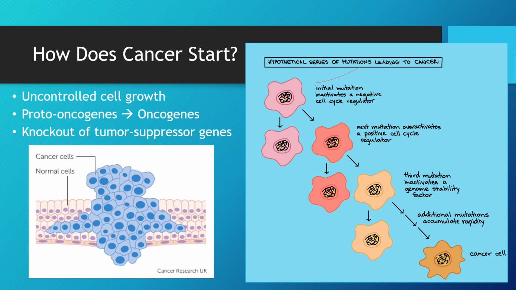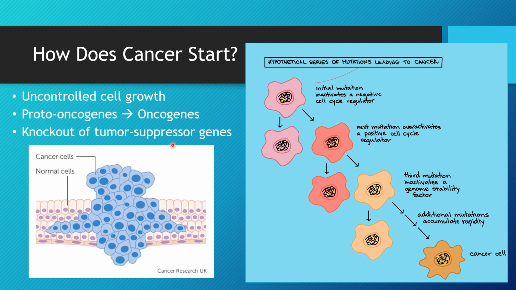Under normal conditions, proto-oncogenes, shown right here, signal cells to divide when it is necessary for them to divide. Some mutations will mutate these proto-oncogenes into oncogenes. When a proto-oncogene becomes an oncogene, the signal to initiate cell growth and cell division is continually on. It's always on. It's always sending that signal for it to divide.